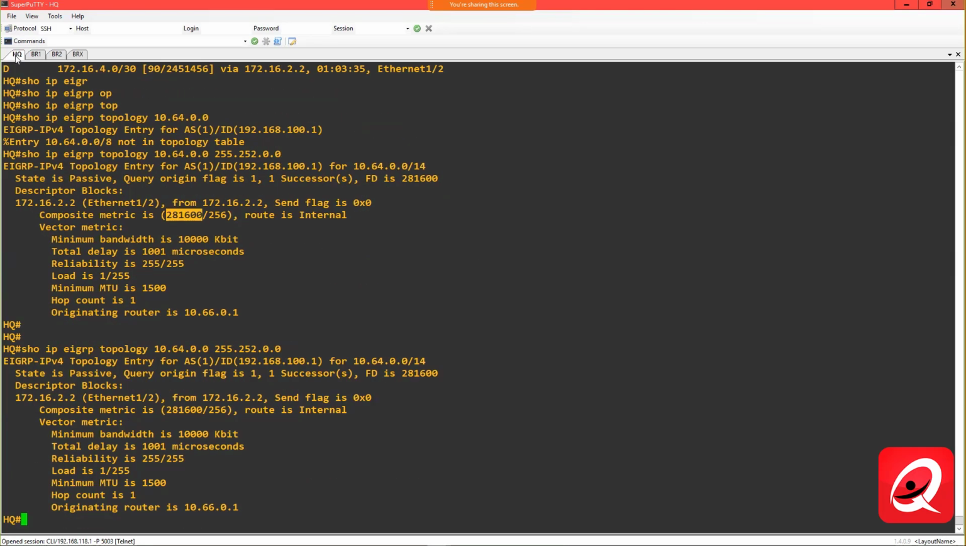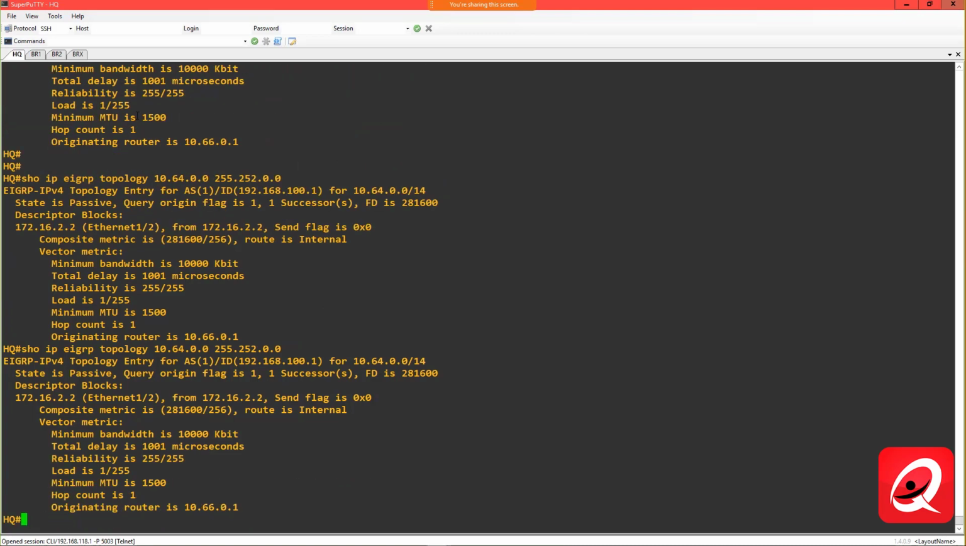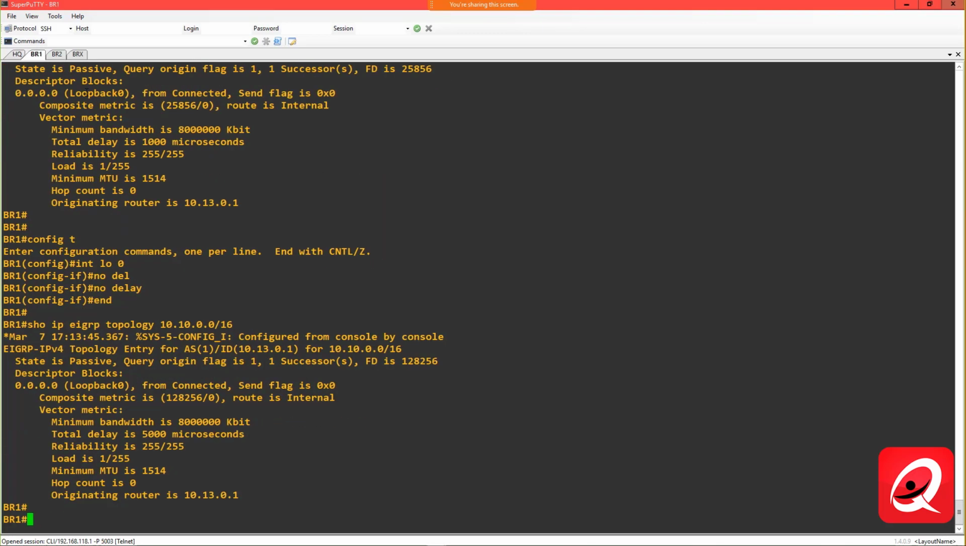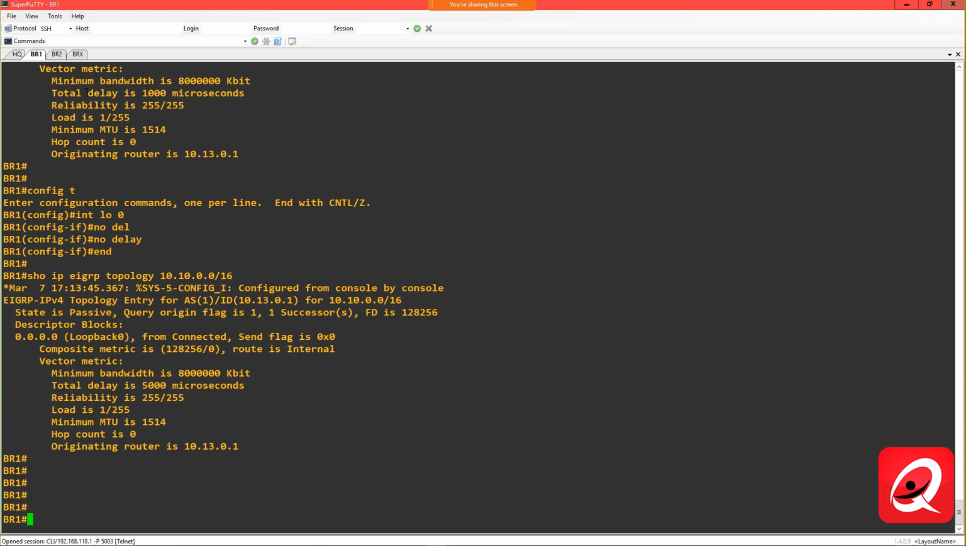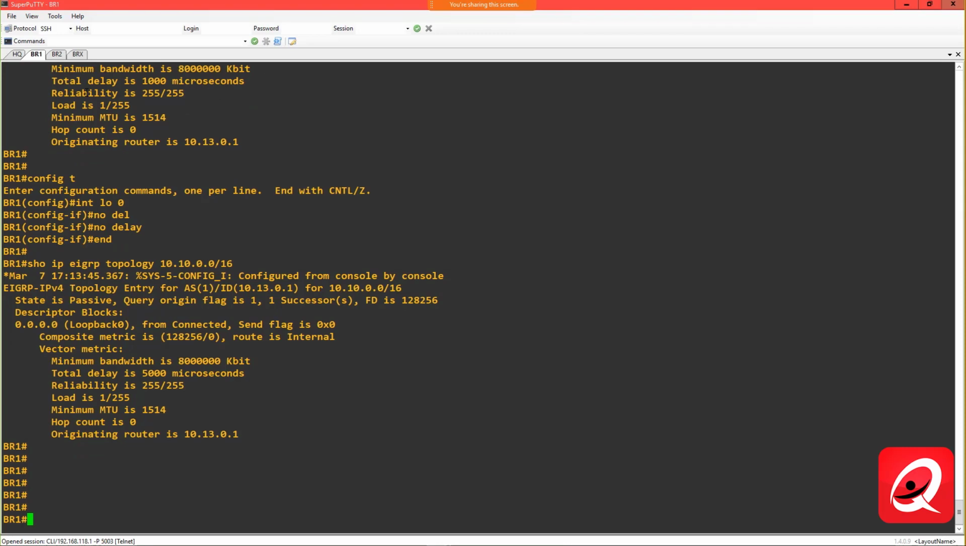And see what's happening on HQ here. So it's using a composite metric. The reported distance is 256. You know what I think is happening here? I think we're running into the same situation we ran into before, where the delays are being misreported based on the fact that it's a loopback.